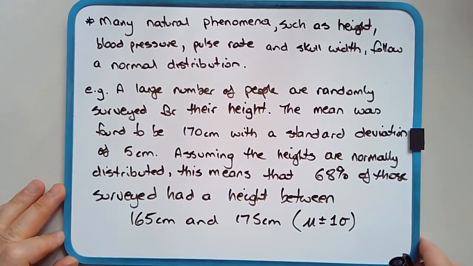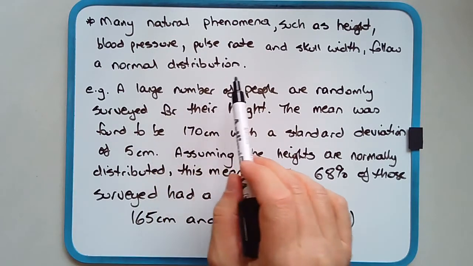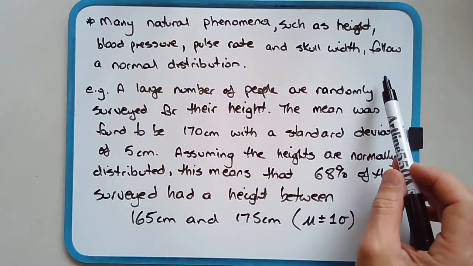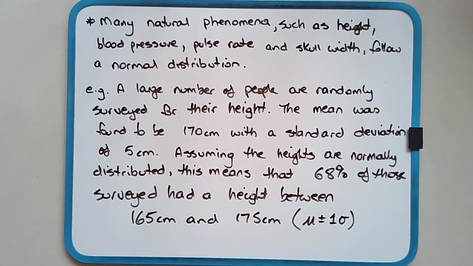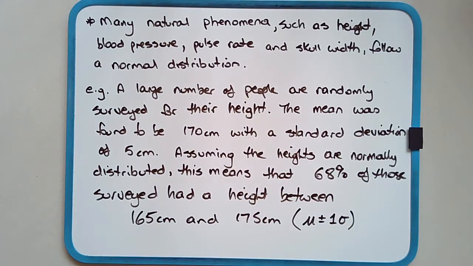So just having a look at just a couple other points. Many natural phenomena such as height, blood pressure, pulse rate, skull width, for example, follow a normal distribution. In other words, as long as the sample is large enough, we're normally talking hundreds, maybe thousands of scores, maybe more. But generally speaking, as long as the sample is large enough, you're going to find that 68% of all the scores are going to lie between plus or minus one standard deviation.